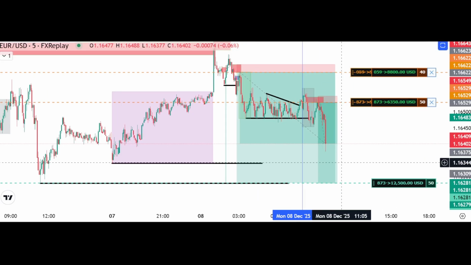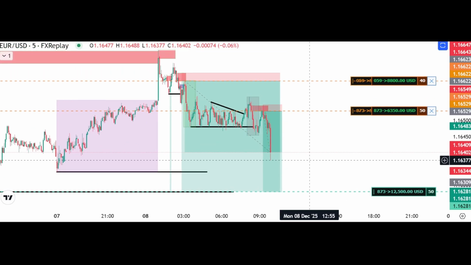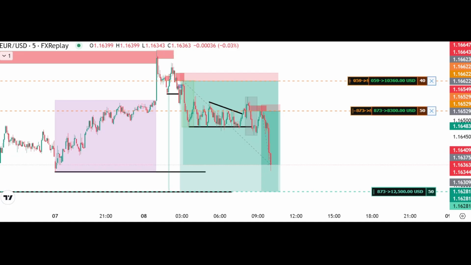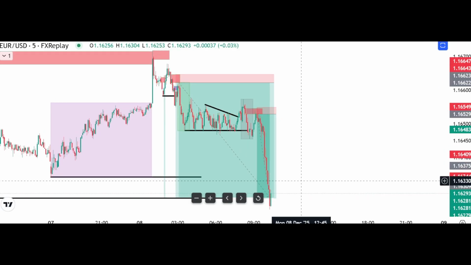So this is how powerful London knockout is. Once you identify it, you can just stack in one direction and take profit, that is it.